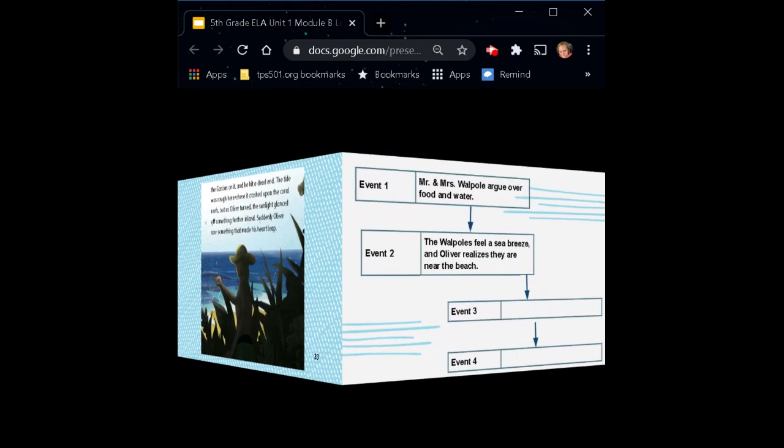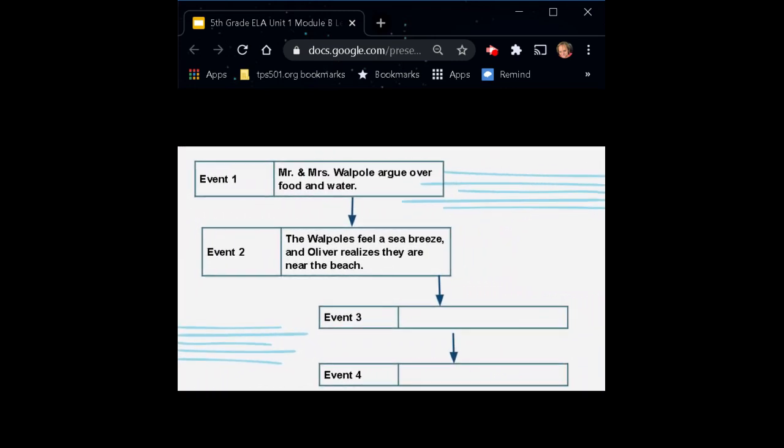Hmm. Now let's look at some ways the author describes tension between the Walpole family members. I see that Mr. and Mrs. Walpole are arguing in front of their son, making him cringe. Let's say that is the first event. So I typed Mr. and Mrs. Walpole argue over food and water. What do you think the second event would be?